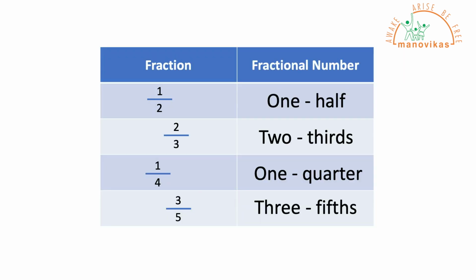In this slide, you can see what is the difference between the word fraction and fractional number. When we write it in digits like 1/2, it is called a fraction. When we write it in words like one half, it is called a fractional number. Similarly, 2/3 is a fraction. Two thirds will be a fractional number. 1/4 is a fraction. One fourth is a fractional number. 3/5 is a fraction and three fifths is a fractional number. So these are some basic things that you need to know about fractions.